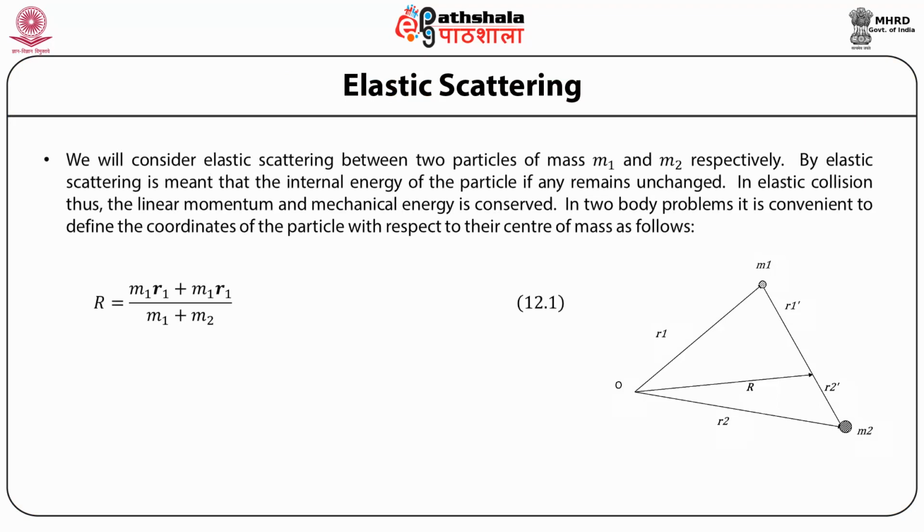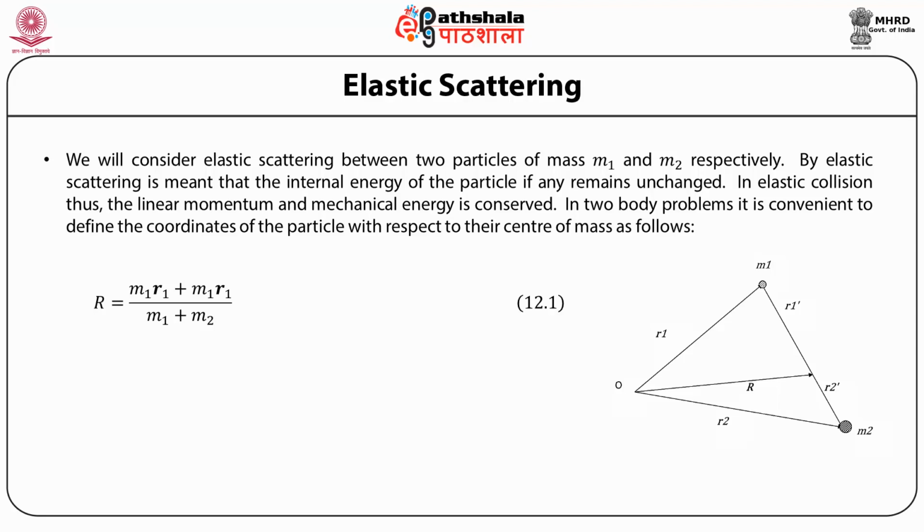So, we consider the scattering between two particles which have masses m1 and m2 respectively. And what do we mean by elastic scattering? By elastic scattering is meant that the internal energy of the particles, if any, remains unchanged. So, in elastic collision, the linear momentum and the kinetic energy, or the mechanical energy, is conserved.